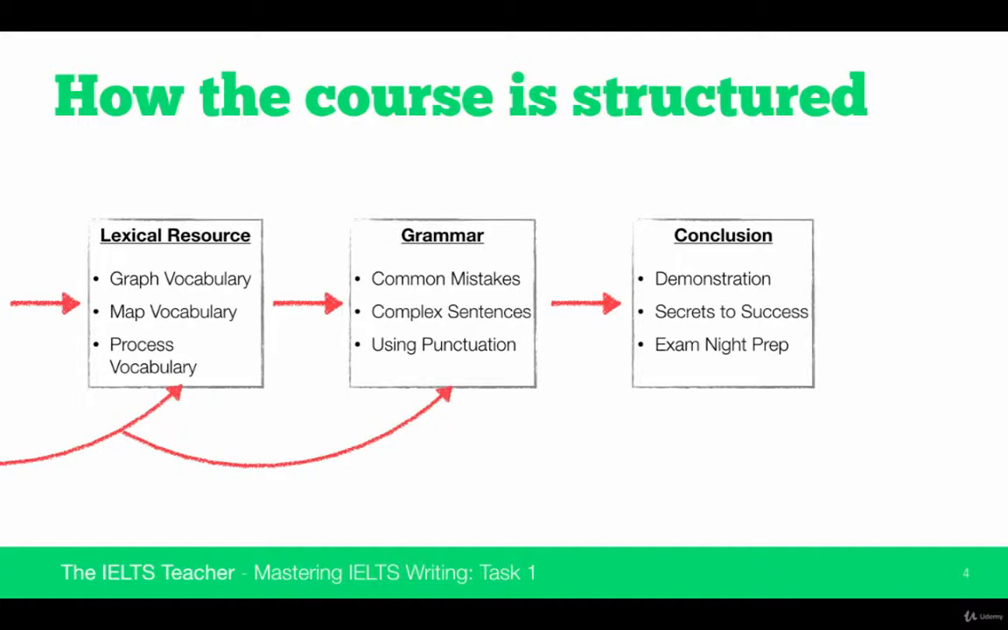Another of the banned descriptors, focusing on common grammatical mistakes when looking at graphs, focusing on complex sentences and how to join ideas together using grammar, and focusing on how to use punctuation effectively when describing data. The final and 7th section is the conclusion section, where we wrap up what we've learnt.